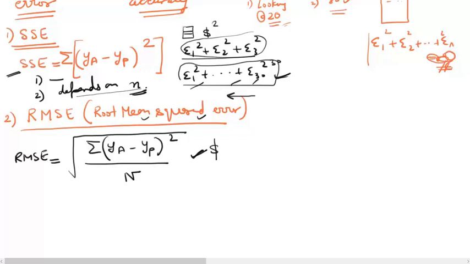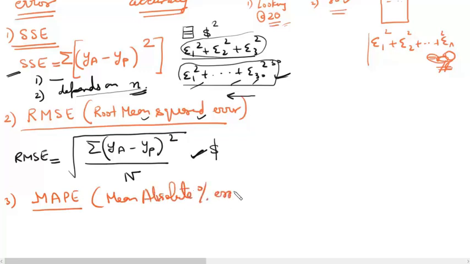Now moving to the third one. The third error parameter that we use is mean absolute percentage error. Now why do we use this then? If we have removed both shortcomings of sum of squared error and we have root mean squared error, why do we need another one? Now root mean squared error also has one small disadvantage.